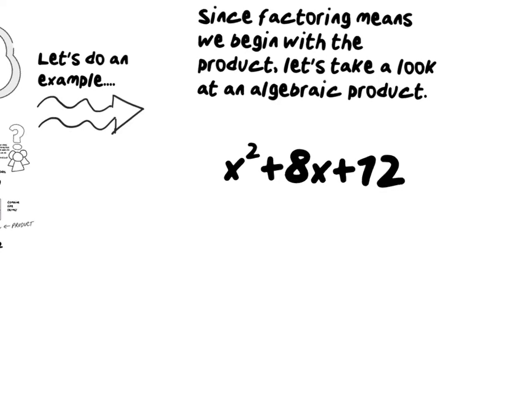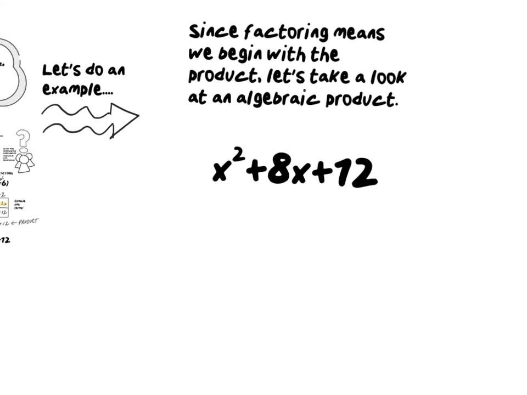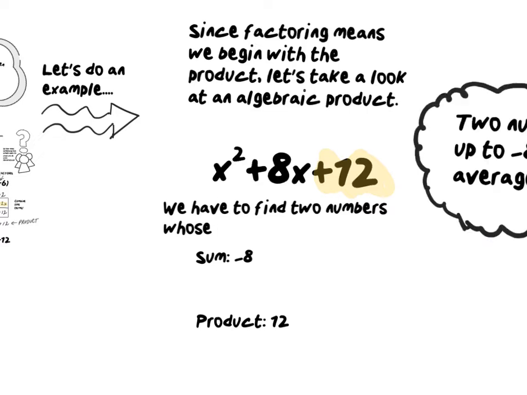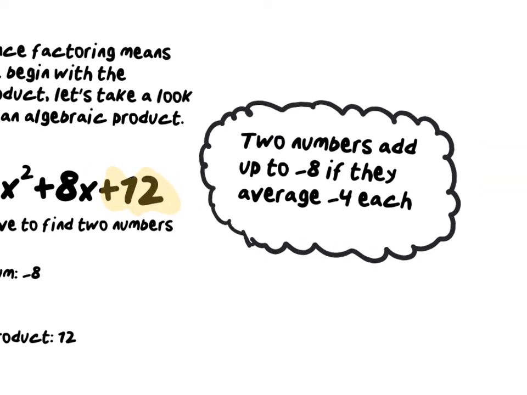Since factoring means we begin with the product, let's take a look at an algebraic product. So we have to find two numbers whose sum is -8 and whose product is 12. Two numbers will add up to -8 if they average -4 each. It's very important that we understand that there are two numbers that have to average -4 each to get the -8.